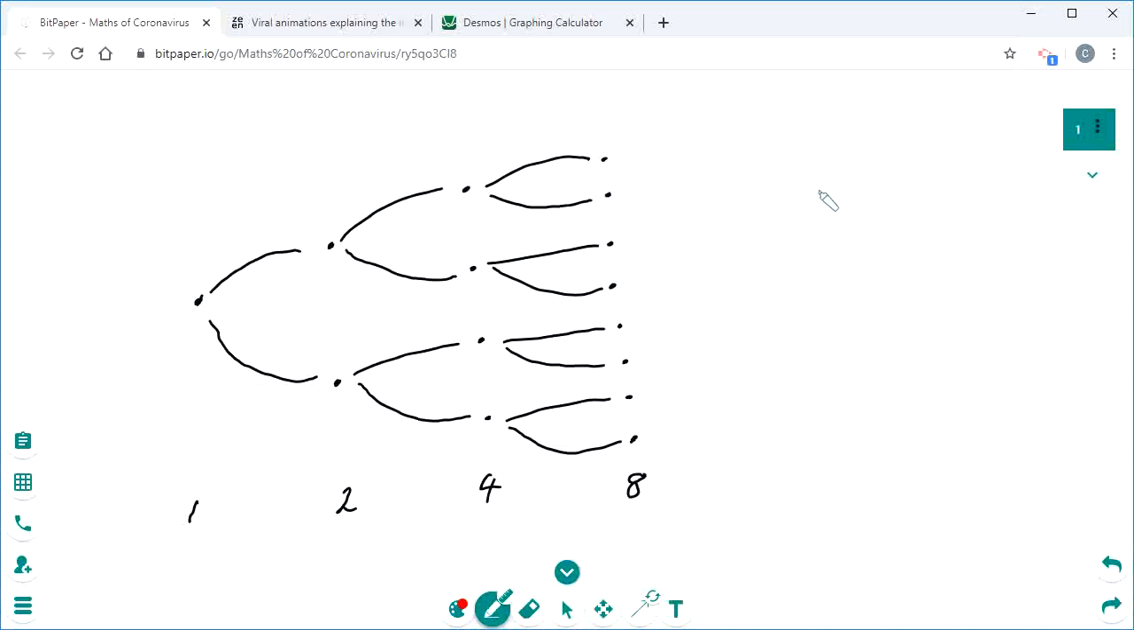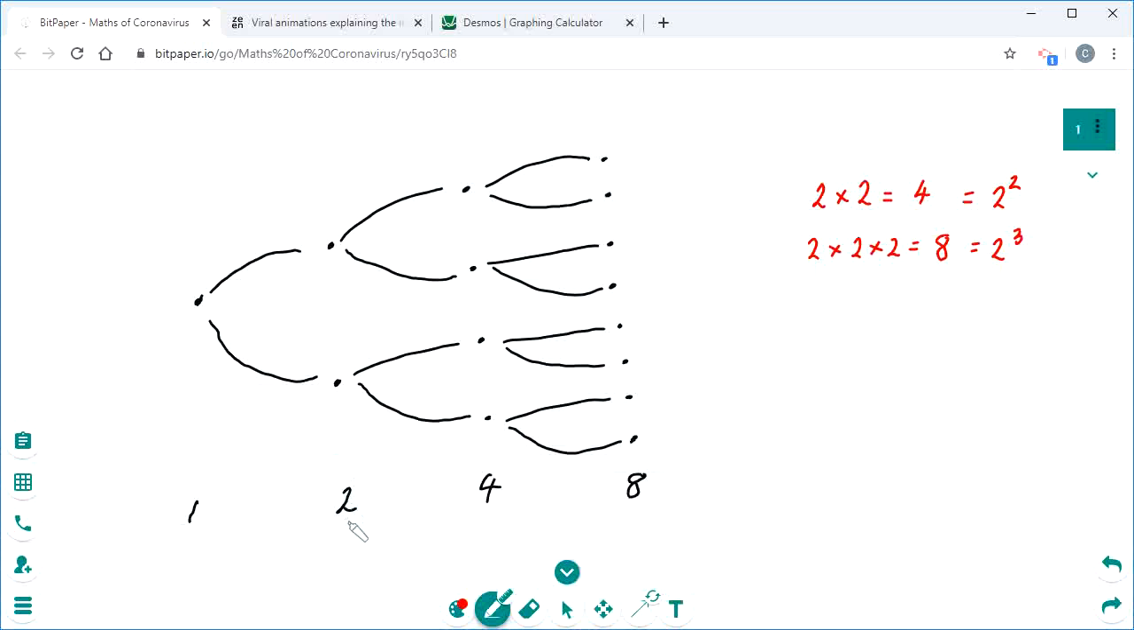So we've got 2 times 2. Let's start with that. So 2 times 2 we know is 4. If we do it another time, 2 times 2 times 2, we get 8. Now if you know your indices, that's the same as 2 squared, and that's the same as 2 cubed. So let's go back to our little disease model here.